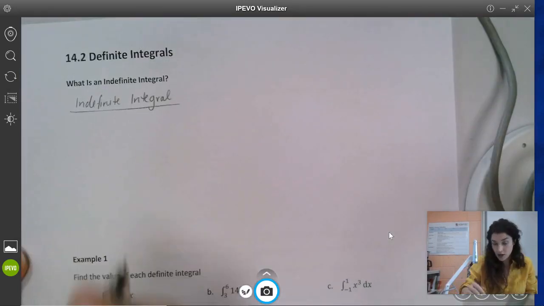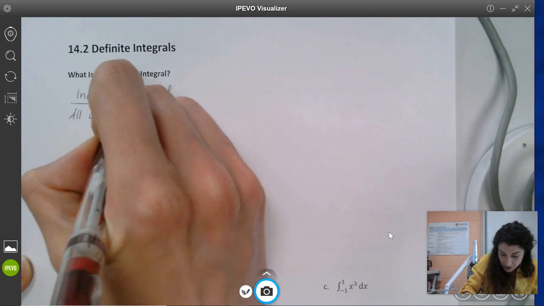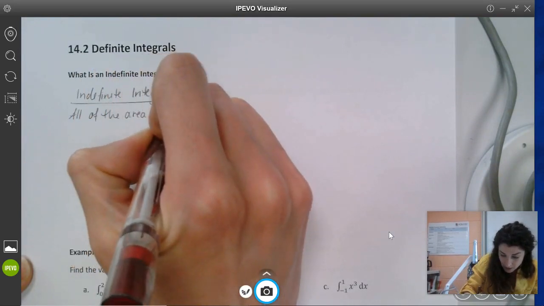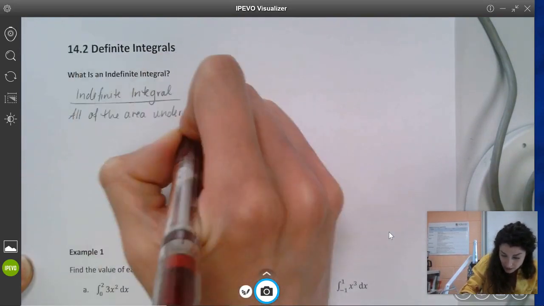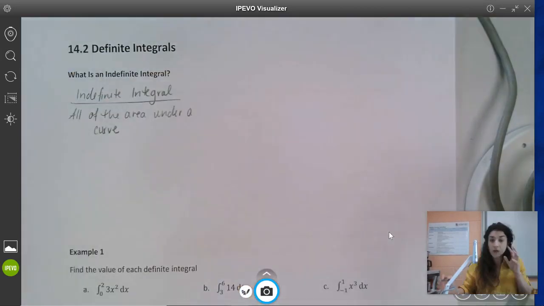So an indefinite integral is the area under a curve. More specifically, all of the area under a curve, reminding ourselves that is what integrals are in general. Integrals are always the area underneath the curve, whereas derivatives were always the slope of the tangent line. Integrals are always the area under the curve.